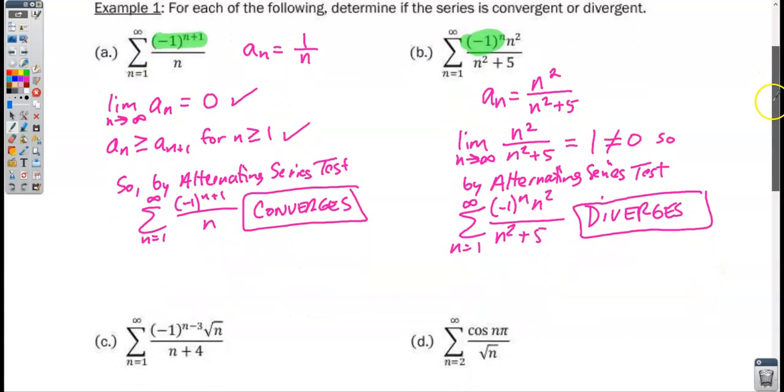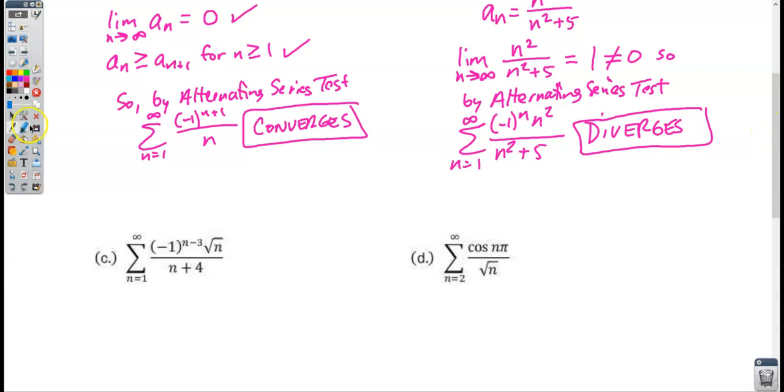All right, next, part C. Again, here's my alternating portion. So we're looking at everything else as our a sub n. A sub n is equal to square root of n over n plus 4. All right, limit as n goes to infinity of a sub n. This does indeed approach 0. So we've taken care of the first characteristic.